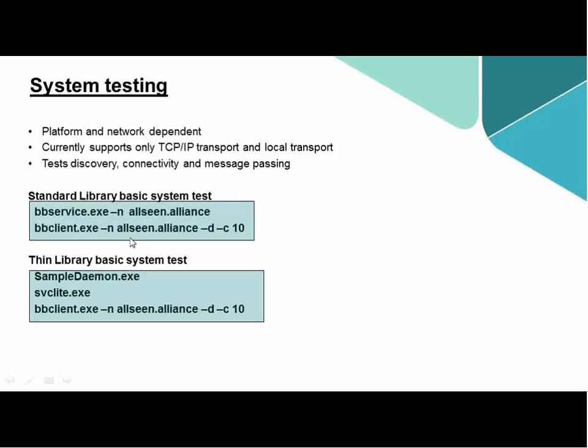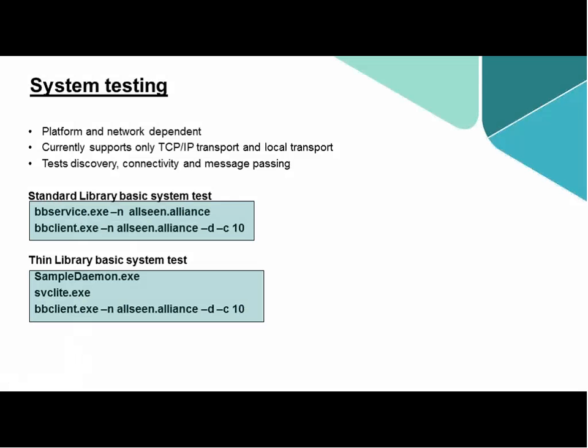So the next step is to execute a thin library basic system test. So we are going to execute the thin library test sample program, which is called service.lite. It is basically a light version of BB service, just that it is the program that will be running on embedded systems. As you all know by now, whenever we run an embedded system application, it first needs a routing node that it can connect to.